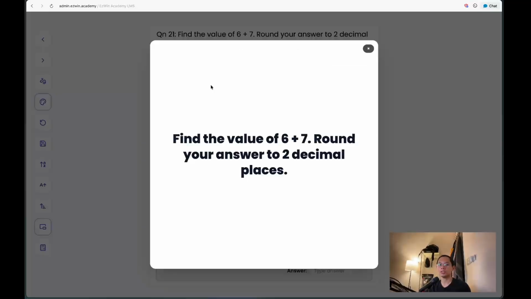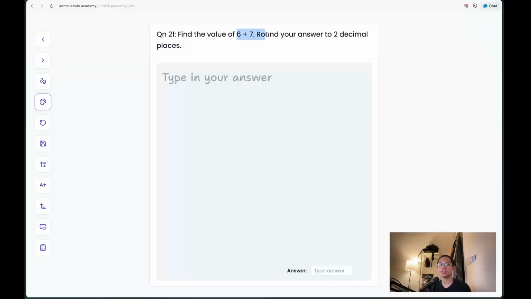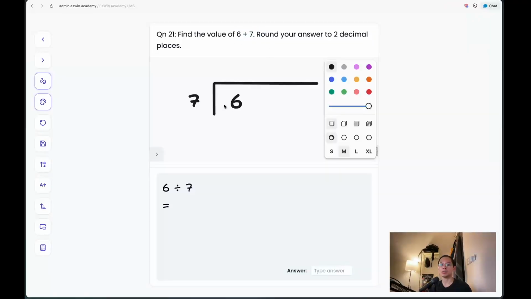Okay, there you go. Question 21. Find the value of, so this is 6 divided by 7, not plus. Okay, so 6 divided by 7. Okay, so I'm going to show how the workings look like. So you put 6.0.